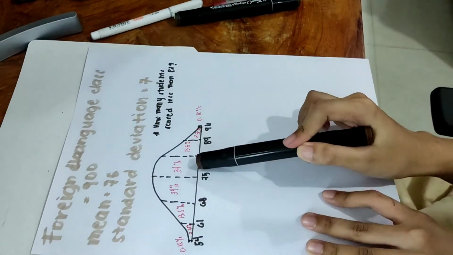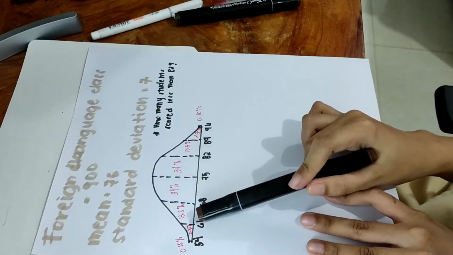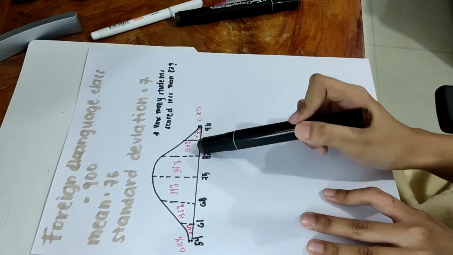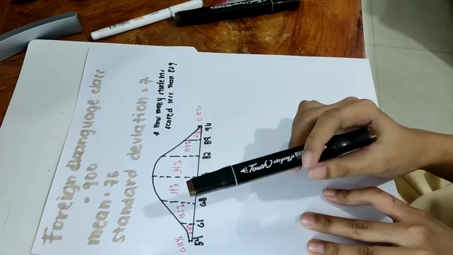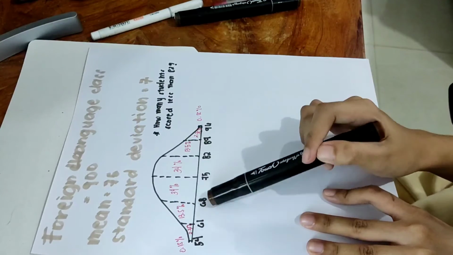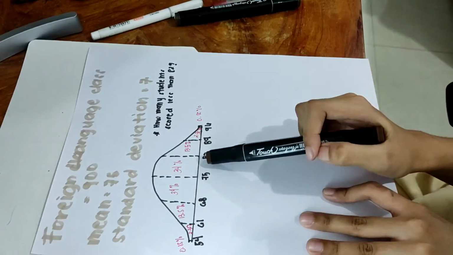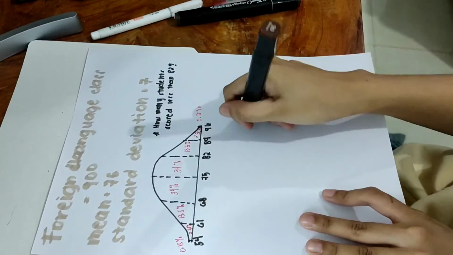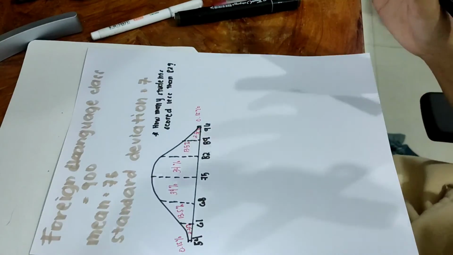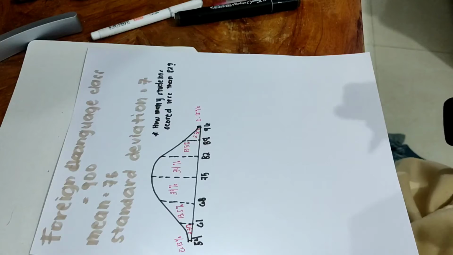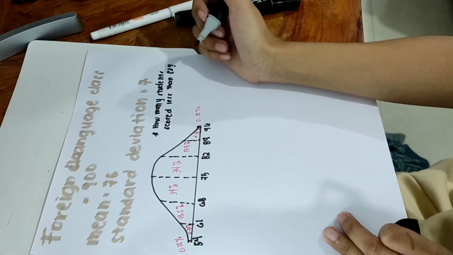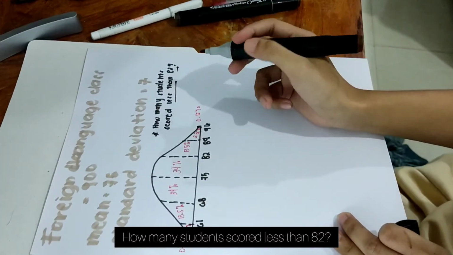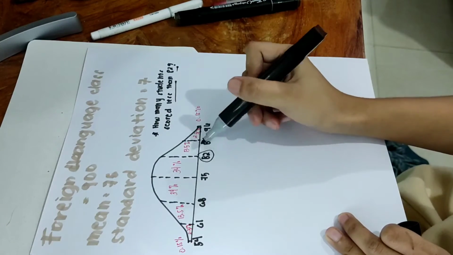Because 34 plus 34, you get 68. And if you add this area, 13.5 plus 34 plus 34 plus 13.5, you'll get 95. And if you add this one, 2.35 plus 13.5 plus 34 plus 34 plus 13.5 plus 2.35, you'll get 99.7. Kaya siya empirical rule. So, ngayon naman, sagutan na natin. Kanina, greater than or equal. Ngayon naman, less than 82. So, this is 82, less than 82.